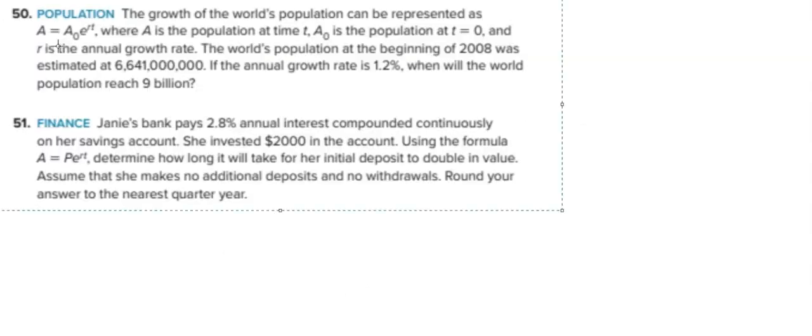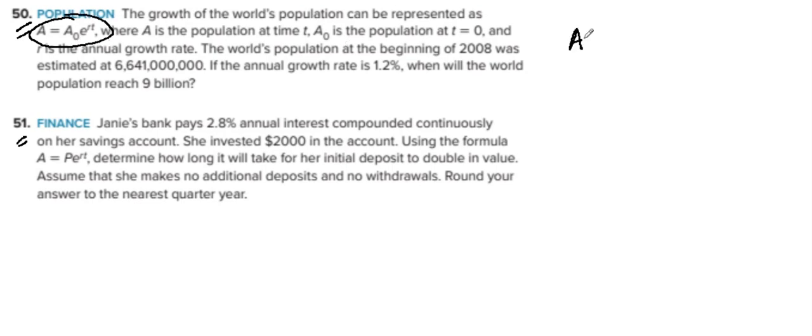For 50 and 51 also, they're the same. I will just give you a little hint and you can do the calculation by yourself. Similarly, the formula is given to you: A is equal to A0 e^(rt), where A0 is the initial, and r is the rate of interest. What they're asking in this question, the world population at the beginning, means the initial is given to us, which is 6. So initial means A naught.